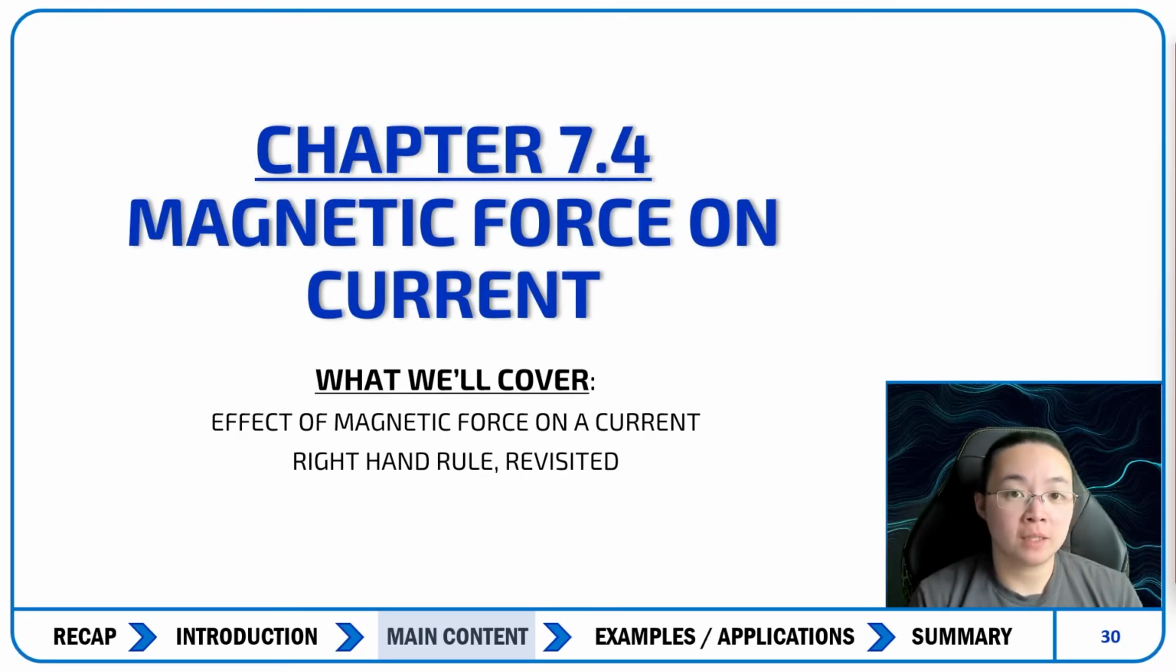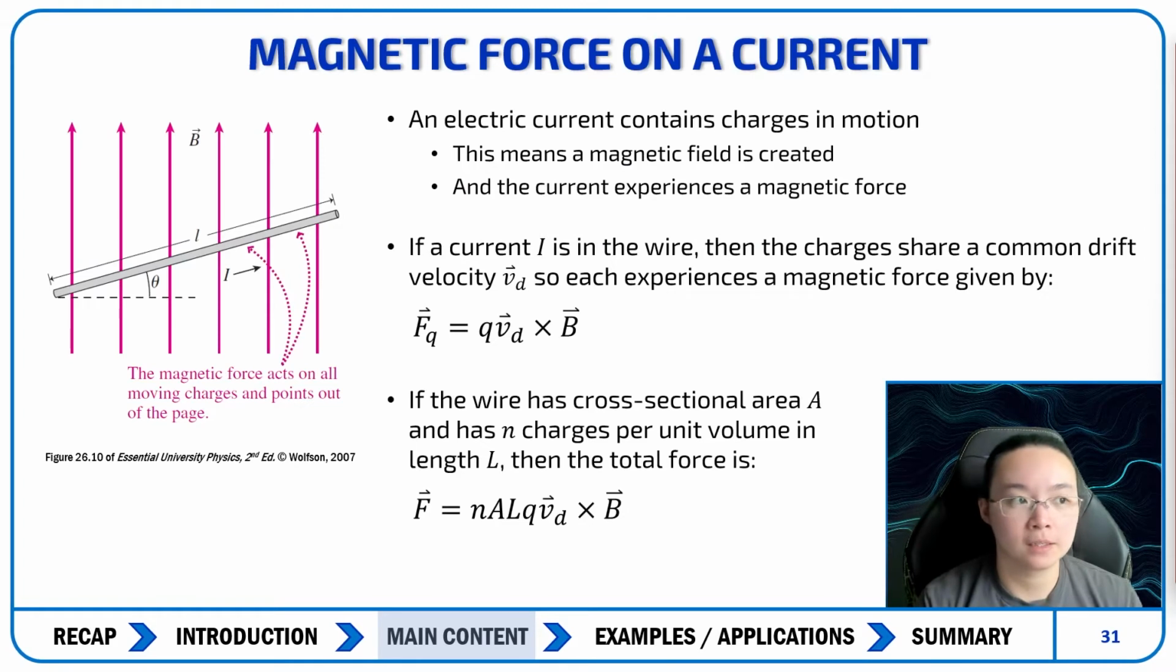Now that we've taken a look at magnetic forces and fields, we want to take a look at magnetic force on current. So we're trying to bring everything together. We'll take a look at the effect of a magnetic force on a current, and we'll take another look at the right-hand rule because we've added another component to our scenarios. So an electric current is going to contain charges in motion. That means that a charge in motion is going to generate a magnetic field, and that current is going to experience a magnetic force.